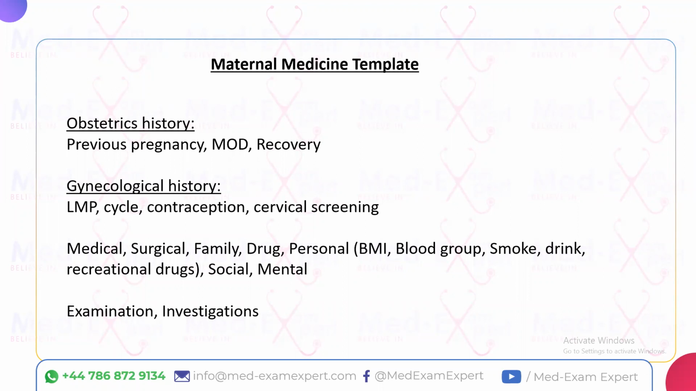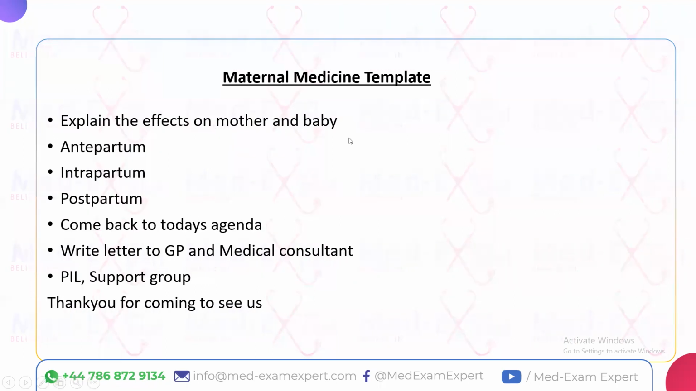In the investigation, if there are any blood tests or any report given, it is a patient safety point that you have to check the patient's name and NHS number on it. You need to say, I have checked your name and NHS number on the report, and the report says this. So it is very important to confirm the patient's name and NHS number.